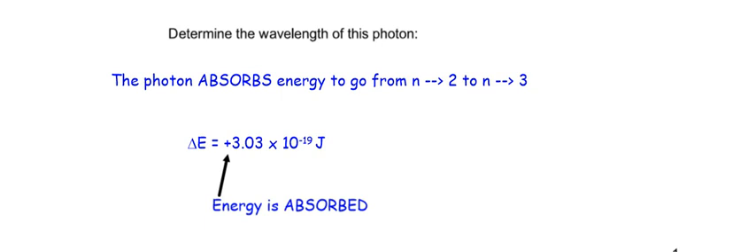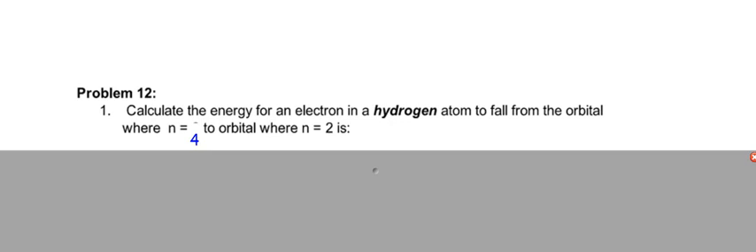All right, let's go on to the next page. Problem 12 says calculate the energy for the electron in a hydrogen atom to fall from the orbital where n equals 4. Your thing probably says 3. Let's make it 4 because we just did 3. So why don't you go ahead and do this one totally on your own. As always, pause this and figure out this energy. Okay, when you're done, come back.